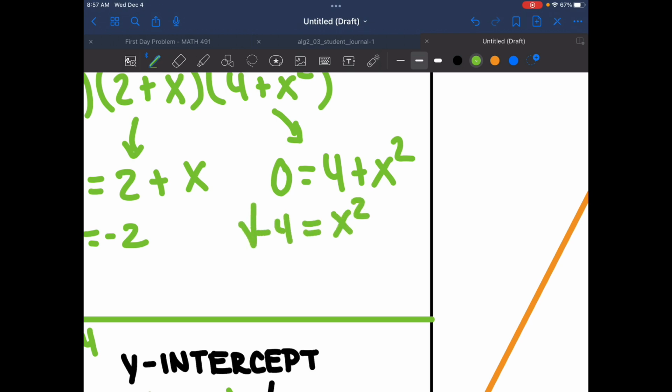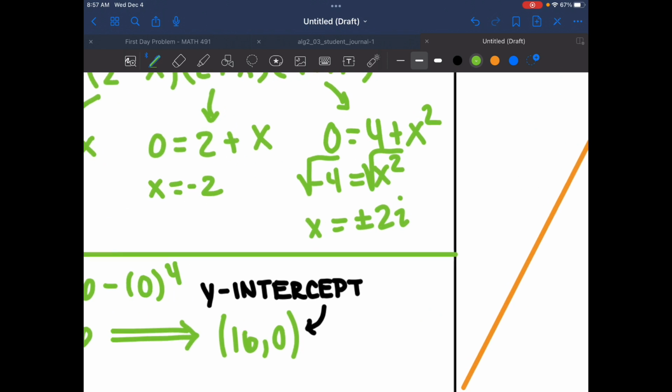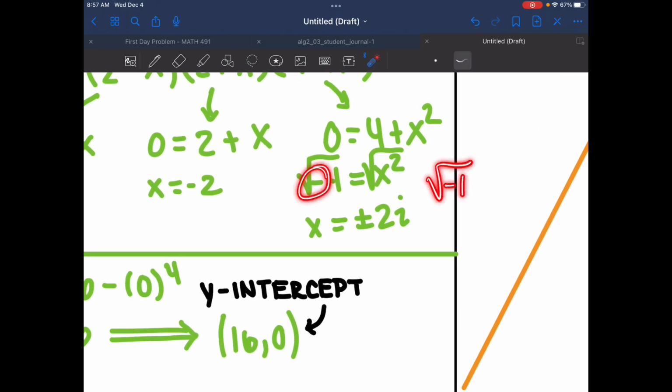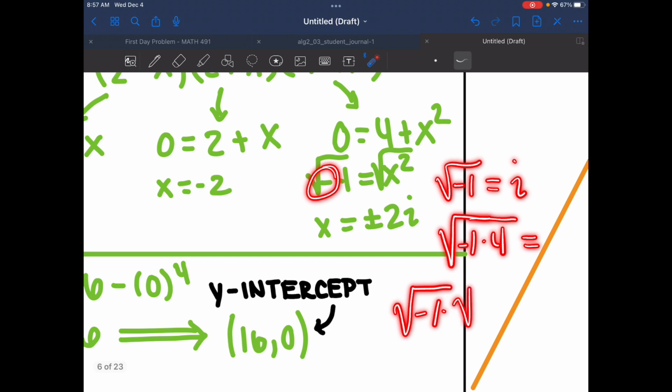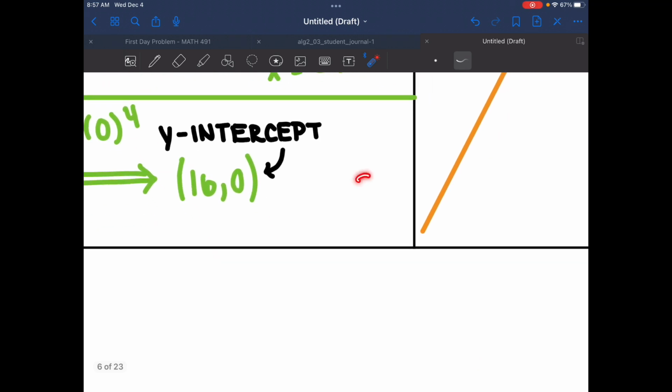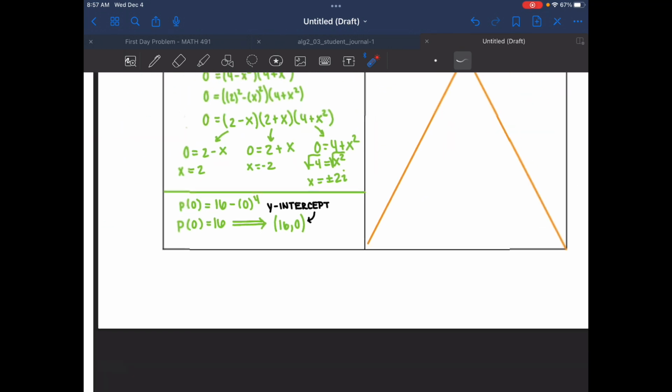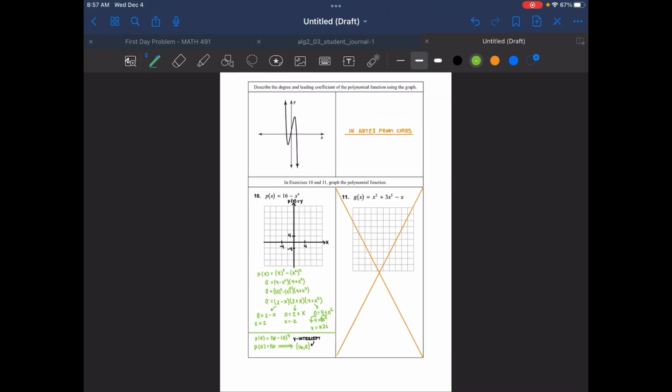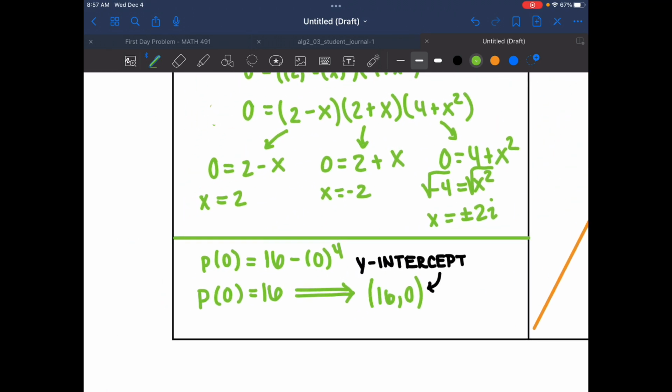And we know that when we take the square root, that's going to be x equals plus or minus 2i, because of the negative underneath the radical here. Remember that the square root of negative 1 is i. So if you have the square root of negative 1 times 4, that's the same thing as saying the square root of negative 1 times the square root of 4. So that would be 2i.